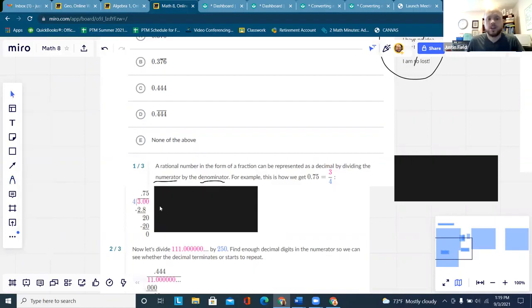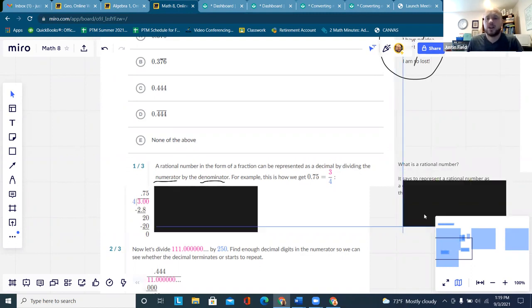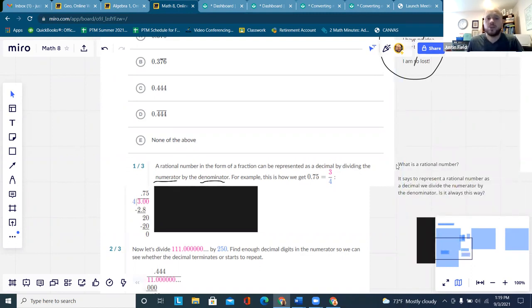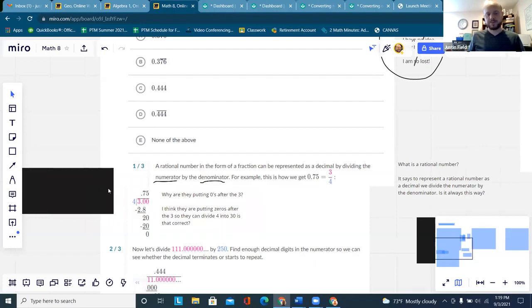Right here is a great place for you to have questions. I already have some questions written. You could ask me, Mr. Field, what is a rational number? Or you could say, it says to represent a rational number as a decimal, we divide the numerator by the denominator. Is it always that way? That shows me that you're reading the hints and trying to understand them.